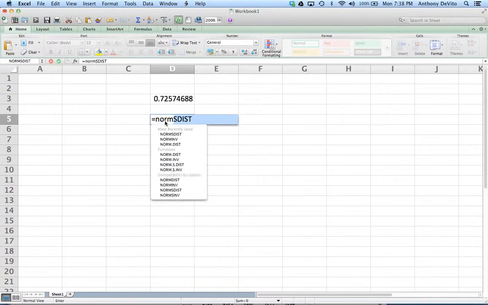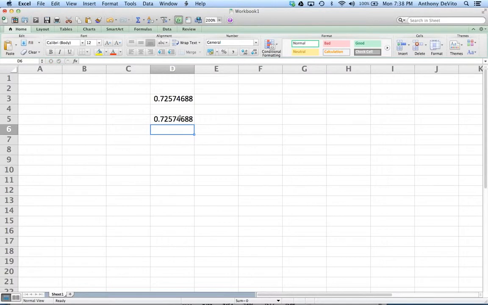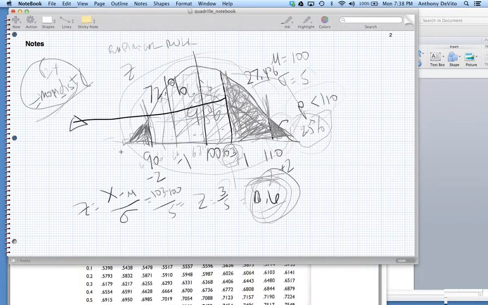There are other functions and other ways of doing this. NORM.DIST, parentheses, asks me for the value I'm interested in, 103, comma, the mean, 100, comma, the standard deviation, 5, comma, and cumulative, which means that you want the area for just that one value, which we almost never want. We usually want the whole cumulative area to the left, just like the table works. So I'm going to say true. We want the cumulative value, and it comes up the same way. There are a lot of ways to skin a cat in Excel.